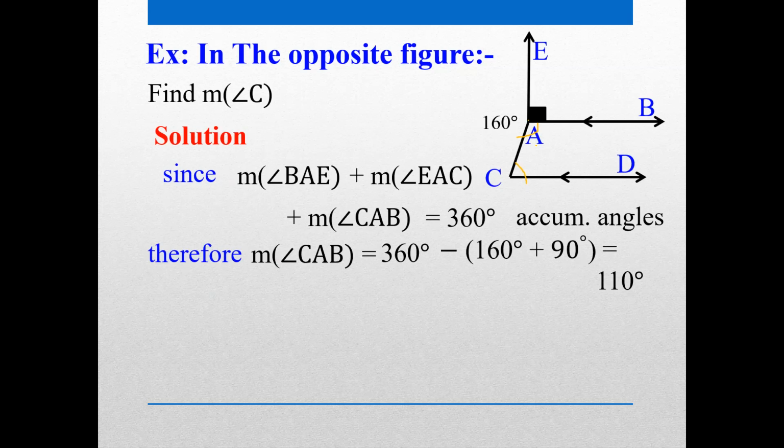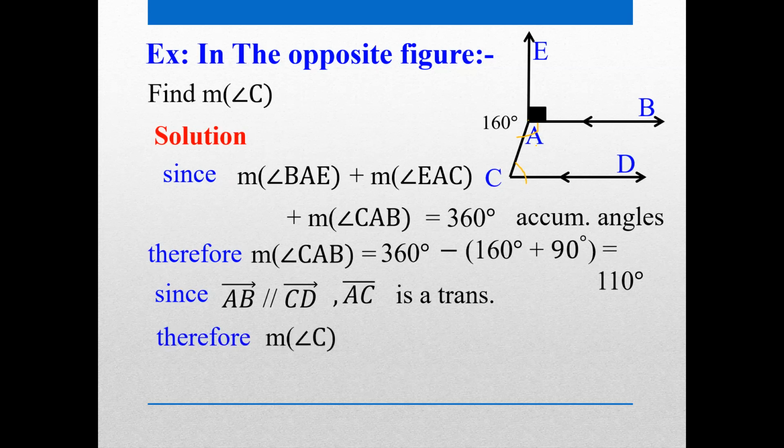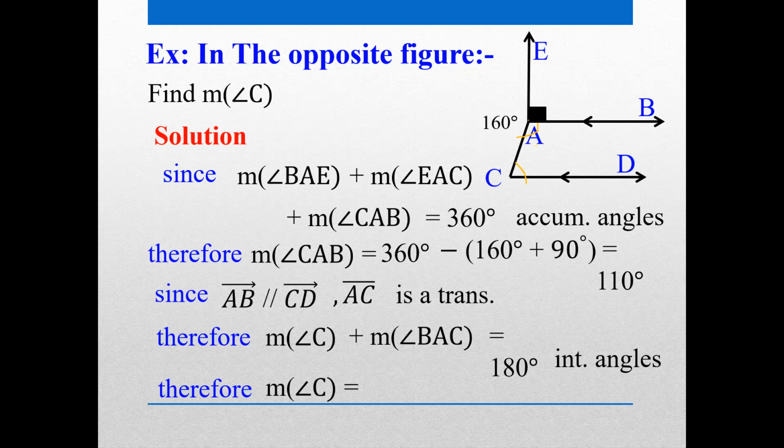Now we can find the measure of angle C. Sure, we have AB parallel CD. Since AB is parallel to CD and CA is a transversal, therefore the measure of angle C plus the measure of angle BAC equals 180 degrees, interior angles. Therefore, the measure of angle C equals 180 minus 110 degrees, equals 70 degrees.